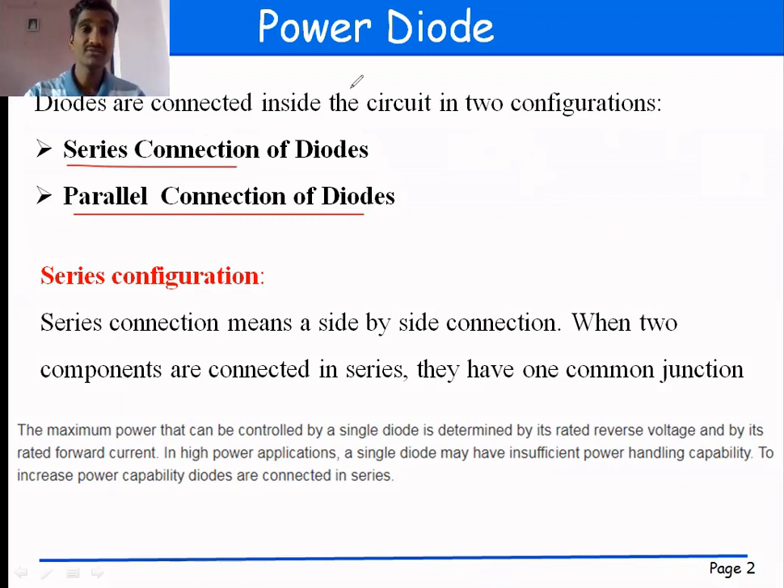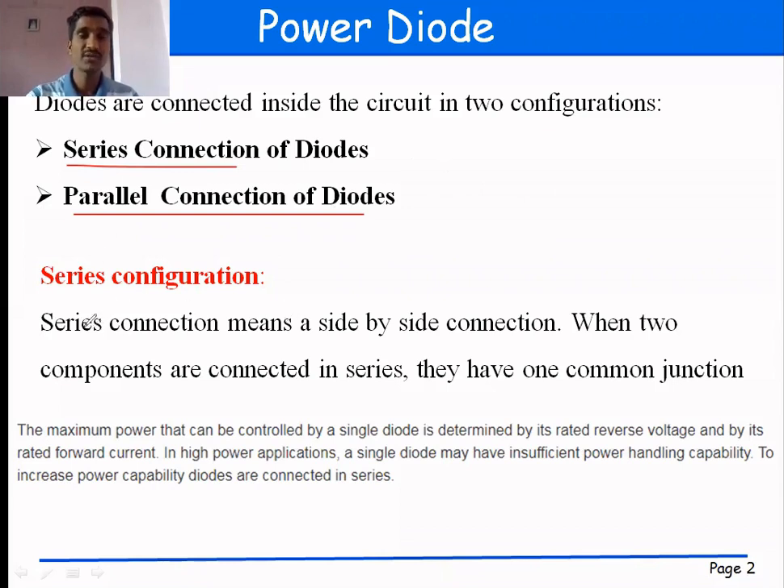We are studying when the series connection of diodes or components is required, and when the parallel connection of diodes or components is required, and what is significant in the examples we learn in this lecture.